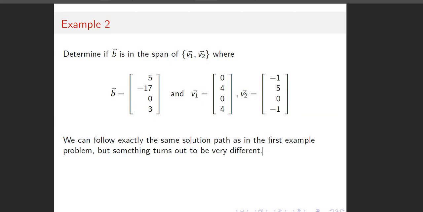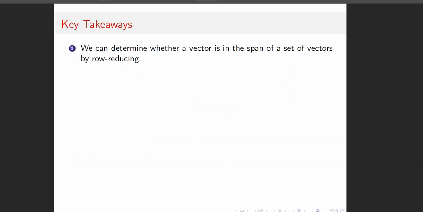All right, so what are we trying to get across here? Let's look at the key takeaways. How do I determine if a vector is in the span of a set of vectors? I take the set of vectors and I turn it into a coefficient matrix by making each vector a column of a matrix. So if I have a set of 4 vectors, then I'm going to have 4 columns in my matrix. If I have a set of 6 vectors, I'm going to have 6 columns.